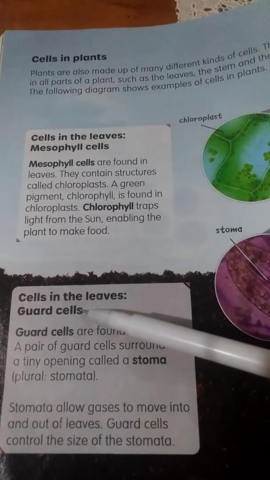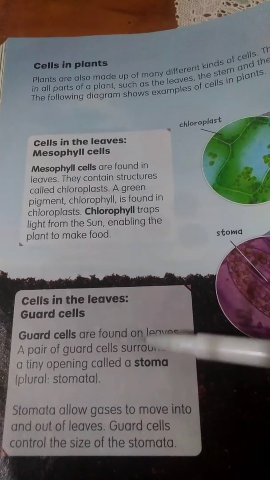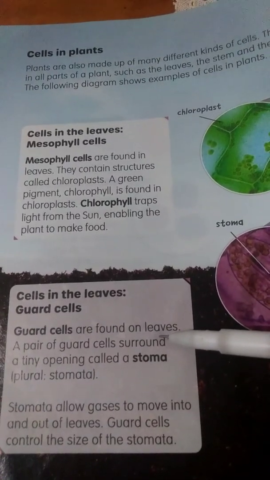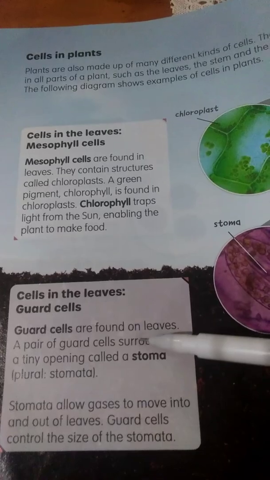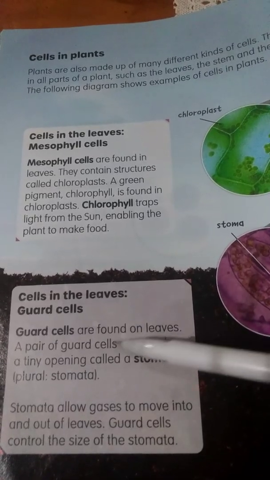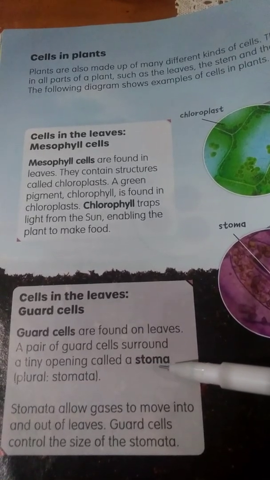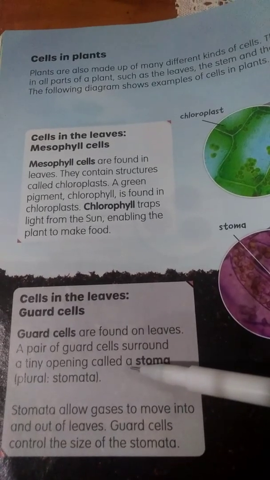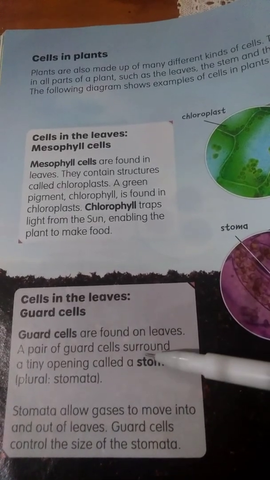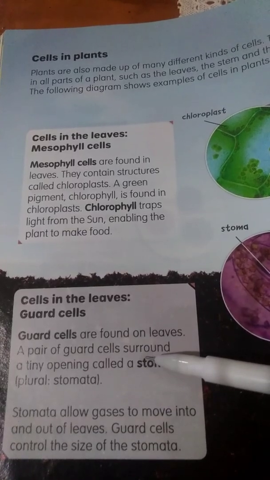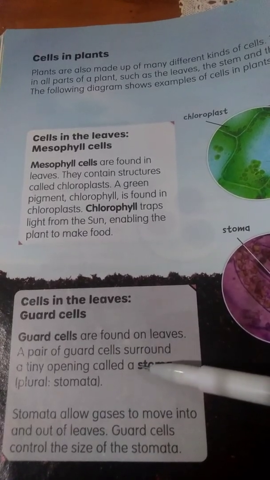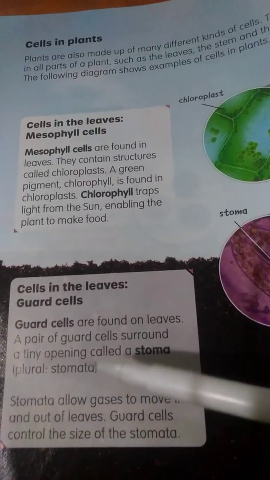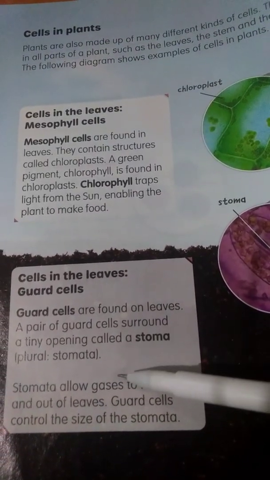The next cell in plant is guard cell. Sel pelindung. Apa itu? This is also in the leaf ya. Sama ada pada daun. Look at this. It surrounds the tiny opening called a stomata. Jadi guard cell ini ternyata dia mengelilingi stomata, mulut daun, mengelilingi lubang kecil pada daun yang kita sebut dengan stomata. Jadi apa itu stomata? Fungsinya allow gases to move in and out of the leaf.